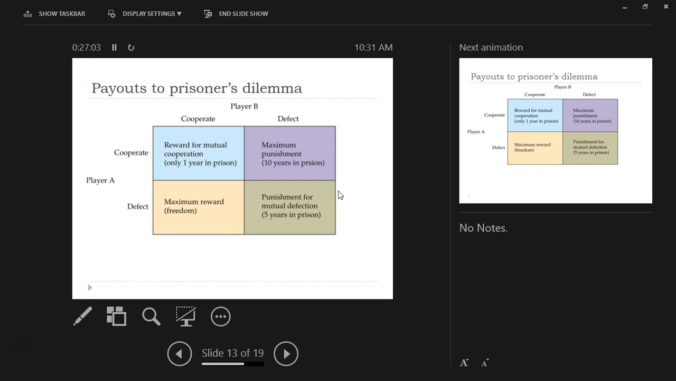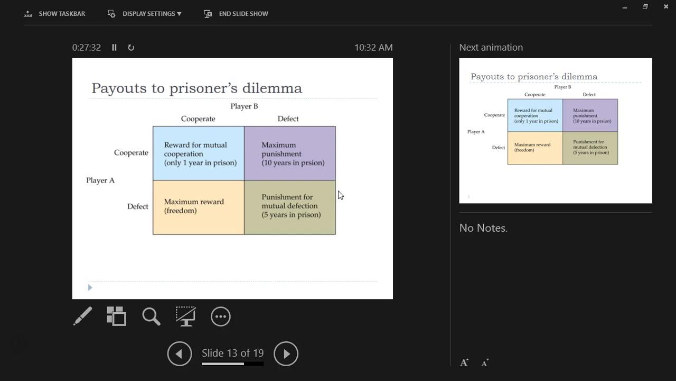So if you stay silent, you can even put a line through this and just say silent. If you're silent and your partner's silent, you're probably going to get convicted, but it'll be some minor charge because they don't have really good evidence against you. It'd be like 1 year in prison. But if you stay silent and your partner defects to the police and squeals on you, then you're going to get a maximum punishment of 10 years in prison. So that's no good.